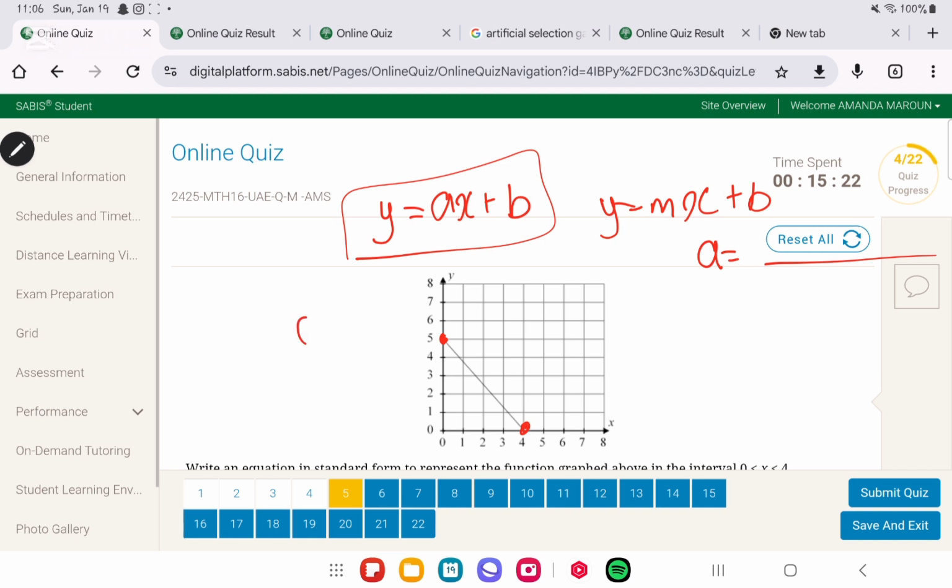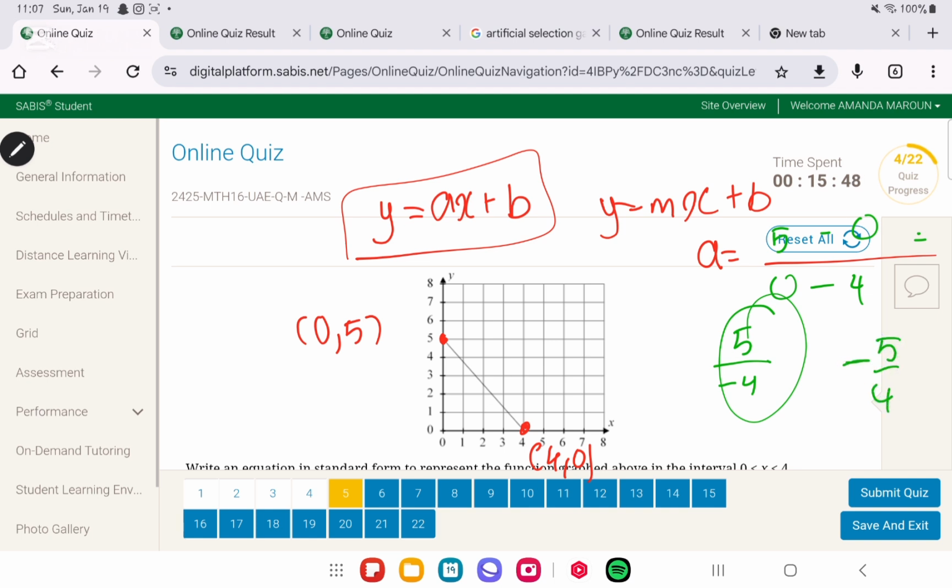So what is it going to be? Here it's (0, 5), and here it is (4, 0). So we are going to apply the slope rule, which is y minus y over x minus x. So 5 minus 0 over 0 minus 4, and we will get 5 over minus 4. Or actually minus 5 over 4. Either way, it's the same, but I like to represent it like this because it's going to become easier.